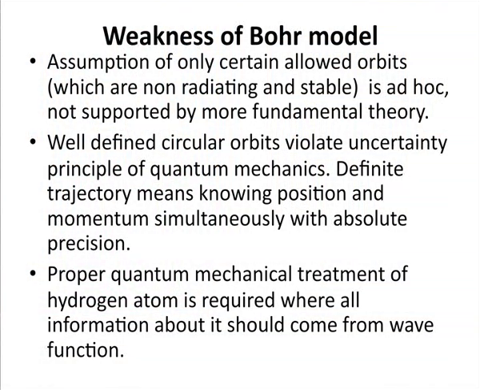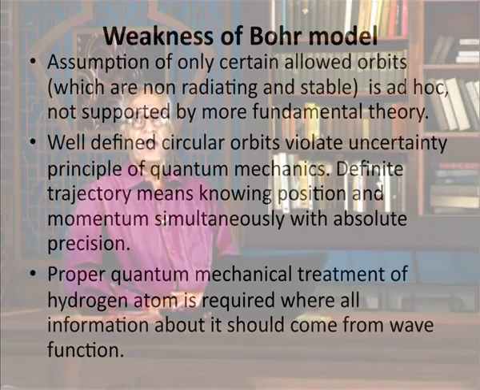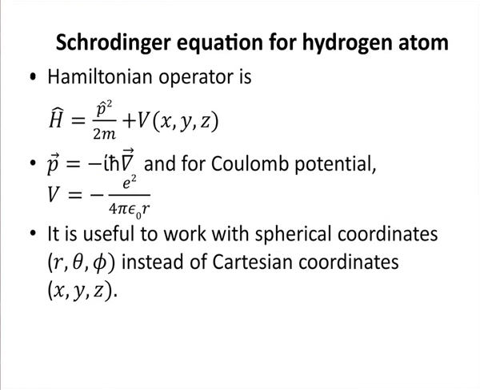So, a proper quantum mechanical treatment of the hydrogen atom is required, where all information about it should come from the wave function. I have already told you before that in quantum mechanics, all information about the system will come from the wave function. So, when we try to find the wave function, we have to solve the corresponding Schrodinger equation. So, we go about writing the Schrodinger equation for the hydrogen atom.